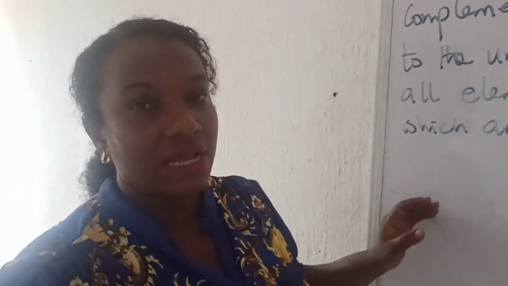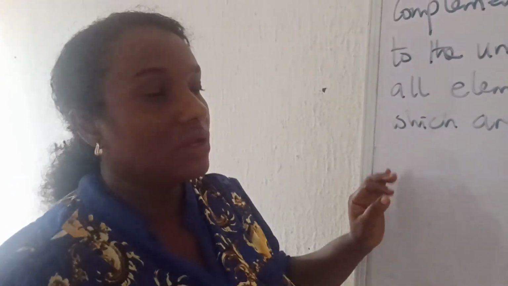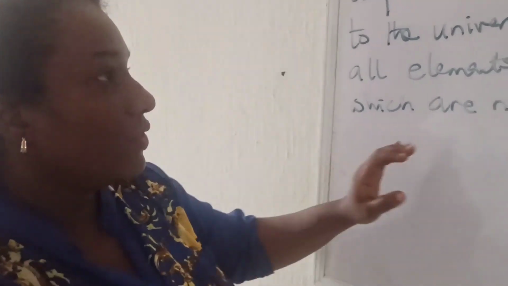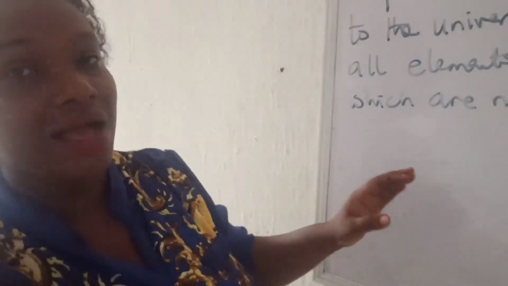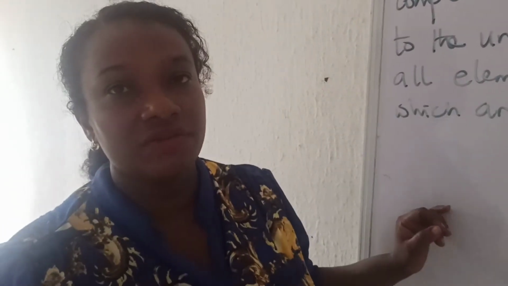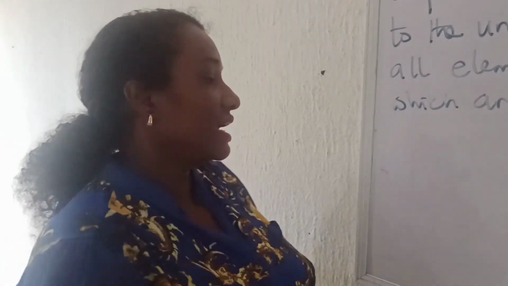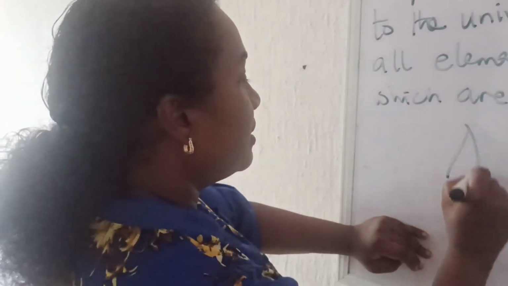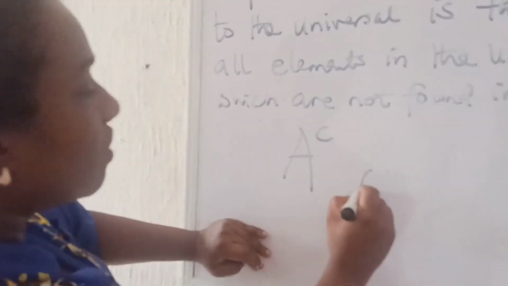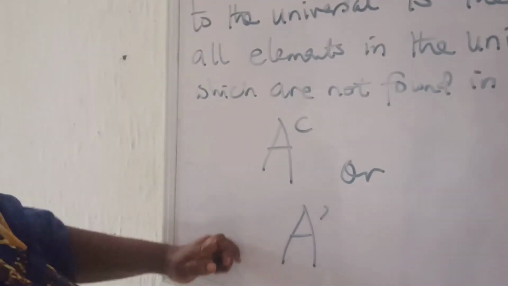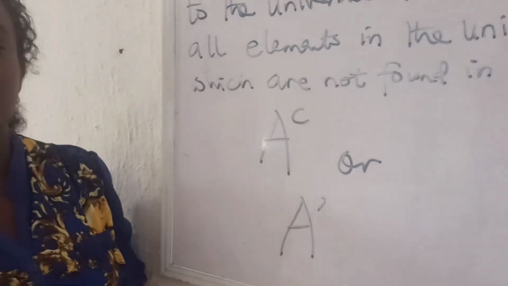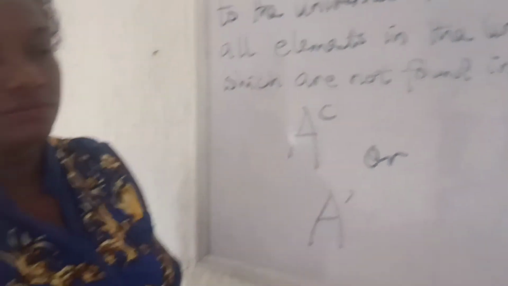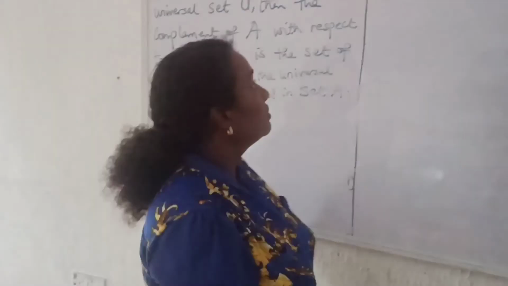Now we are going to look at a few examples on complements. But before we do that, let's see how to write the complement of a set. Complement of a set is denoted by this or this. So that's how to write the complement of a set. Now, example.